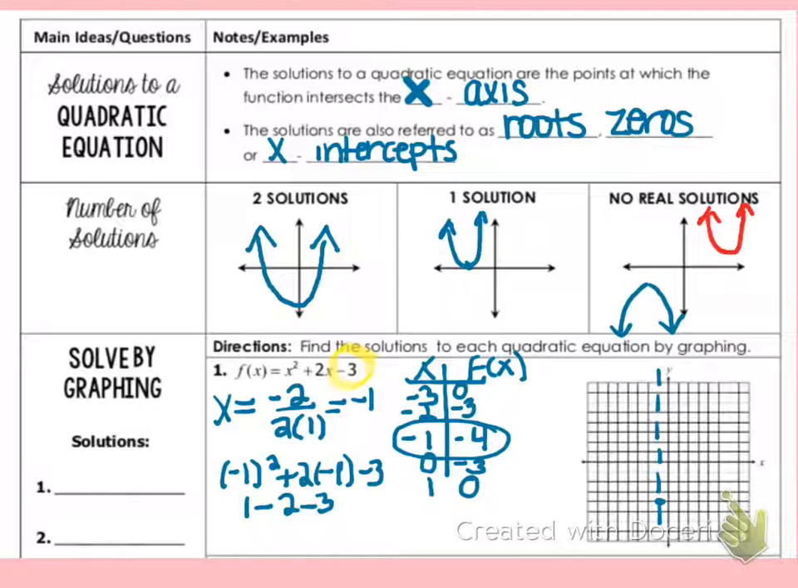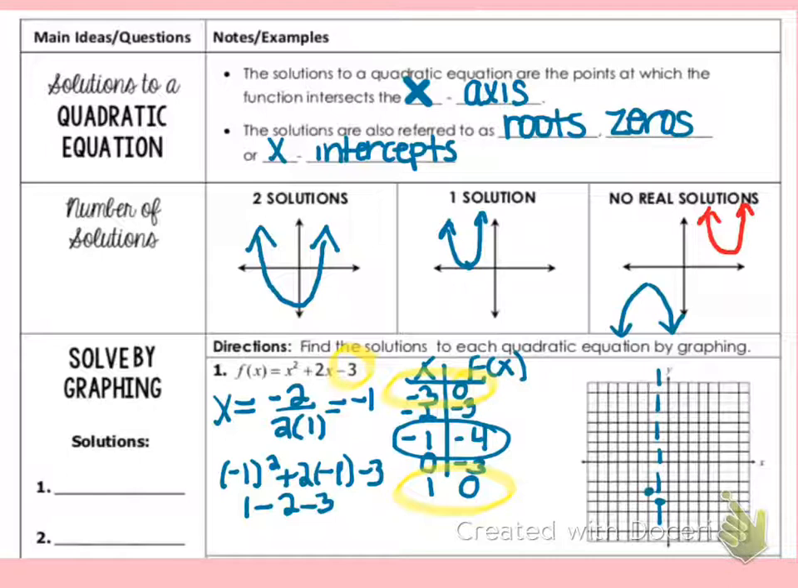So remember we said that another way to refer to a solution or an x-intercept is a zero. And what we really mean is when the value of the function is 0. And so actually in our table right here, we can see the two solutions. They are at the ordered pairs negative 3, 0, and 1, 0, which means that the solutions are negative 3 and 1.